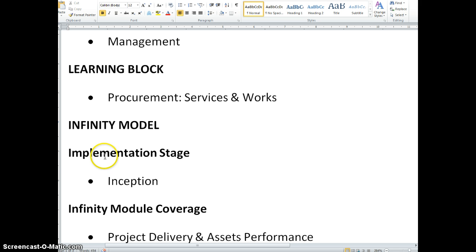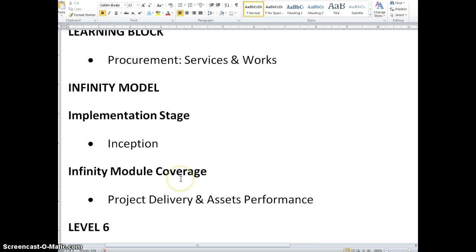Here we look at the implementation early on in the project, even pre-project delivery, when we're starting to think about things. So this particular learning block takes place at the inception of a project. What it covers is the project delivery, in other words how you build a thing, and the performance of the project, the asset performance post-construction. So it covers those two aspects, but it takes place at the very, very beginning of the inception of a project.